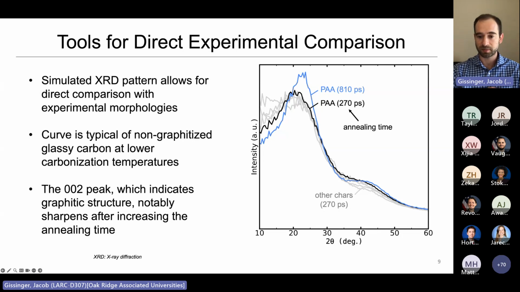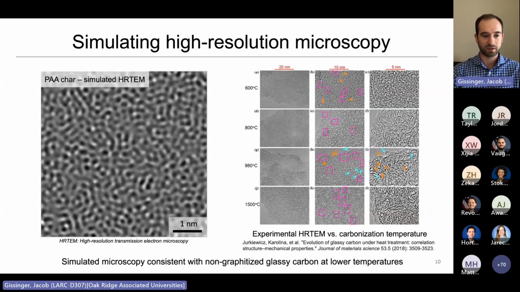respect to experimental samples. So the last one I'd like to take a look at here is a simulated version of HRTEM, of high-resolution TEM images. On the left is a simulated version of one of our chemistries. And on the right is some very nice work by these folks here who looked at glassy carbon subjected to various temperatures and saw how that affected the morphology of that carbon.